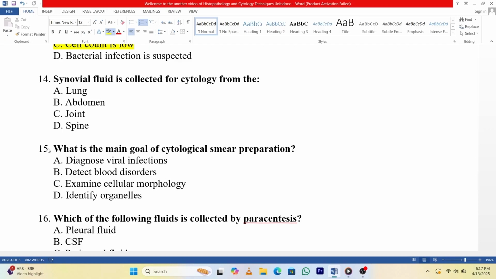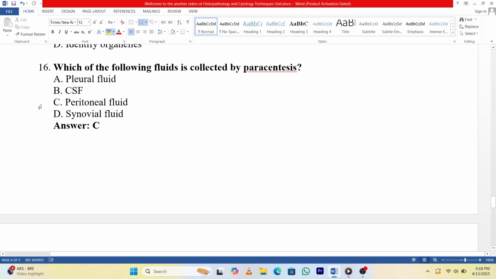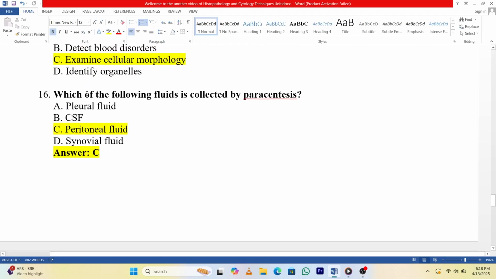15. What is the main goal of cytological smear preparation? A. Diagnose viral infections. B. Detect blood disorders. C. Examine cellular morphology. D. Identify organelles. Answer: C. 16. Which of the following fluids is collected by paracentesis? A. Pleural fluid. B. CSF. C. Peritoneal fluid. D. Synovial fluid.